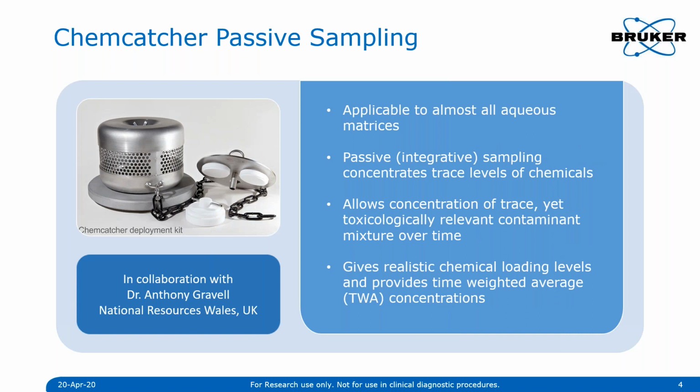So this is what this Chemcatcher sampler looks like. It's a completely passive device that can be used in almost any water environment. So it accumulates and concentrates trace levels of chemicals over the time of deployment. And it can also be used to calculate the time-weighted average concentrations of accumulated chemicals.